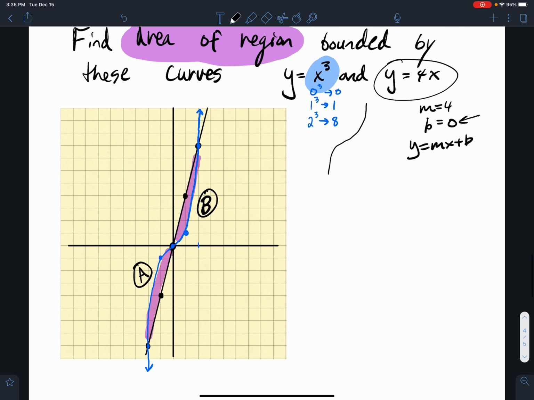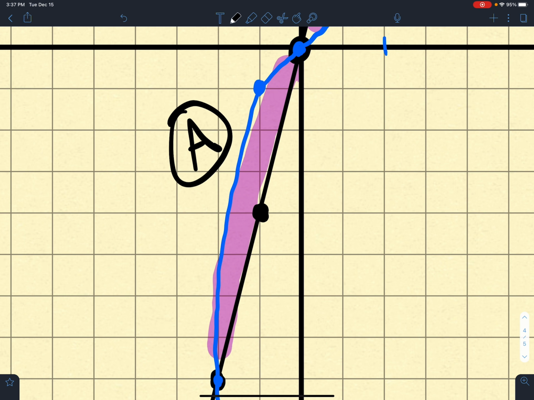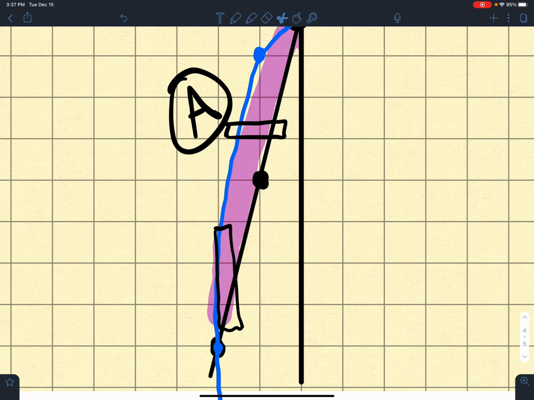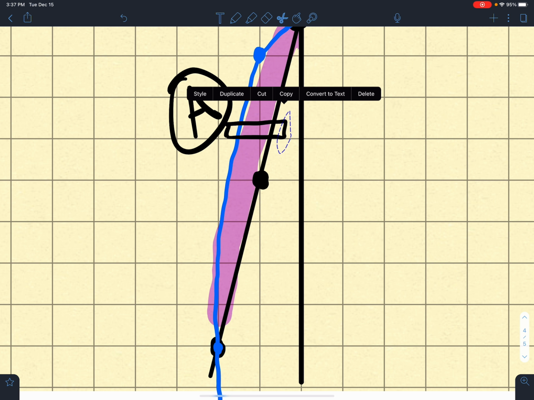So I'm going to need two integrals to find the area here. Now, are they x easy or y easy? Well, when I look at A here, is it easier to do a delta x or is it easier to do a delta y? Now, the benefit to the delta y here is the left is always the left and the right is always the right. But then when you look at delta x, the top is always the top and the bottom is always the bottom, right? So either one of those work.